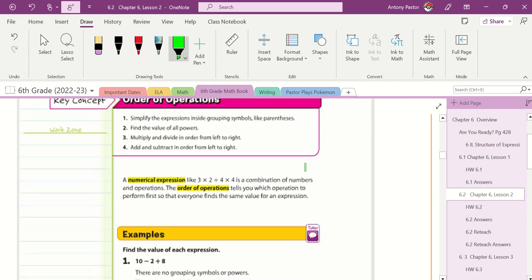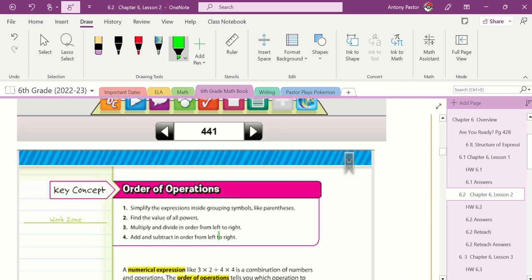Order of operations. Simplify the expressions inside grouping symbols, like parentheses, like what we did. Find the value of all powers, multiply and divide in order from left to right, add and subtract in order from left to right. This is something you may want to have in your notes, but we can actually dumb it down a little bit.